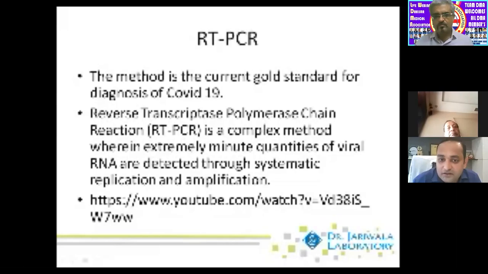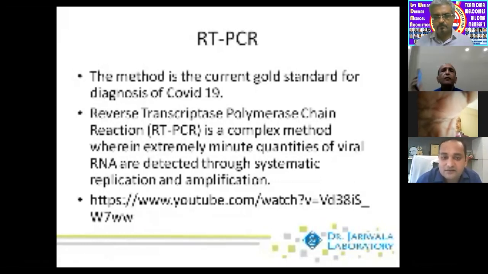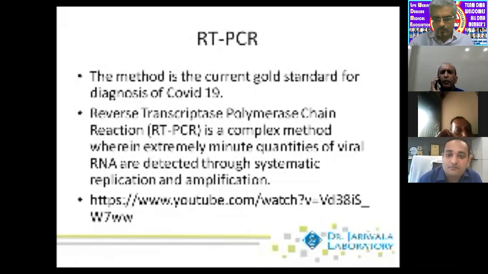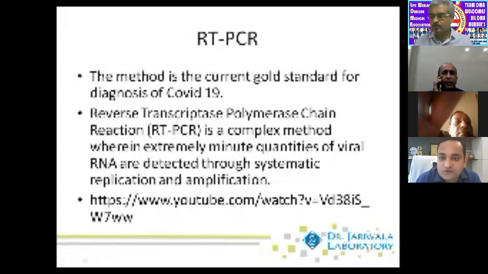In case of COVID, or a small quantity of nucleic acid, even a DNA is possible. Either RNA or DNA is subjected to systematic replication and then amplification. The RNA and the DNA copies which are present in a sample are multiplied in a closed environment till the time that it is detectable.